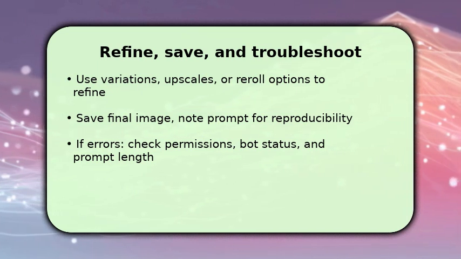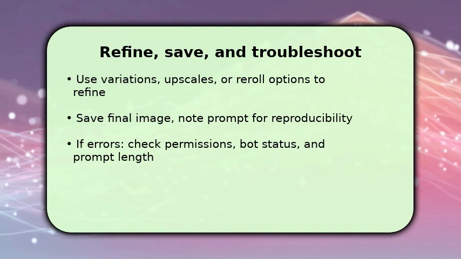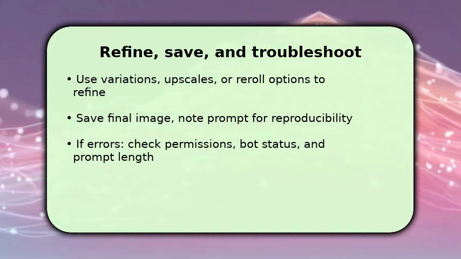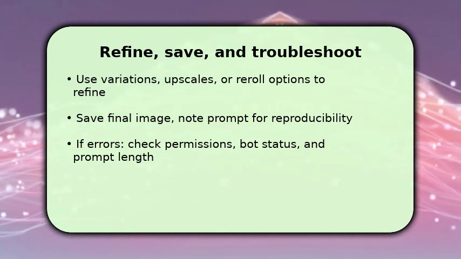If the process fails, check that the bot is online, your permissions allow interactions, and your prompt isn't truncated. Also reduce complexity or remove banned terms. This troubleshooting step fixes most generation problems quickly.